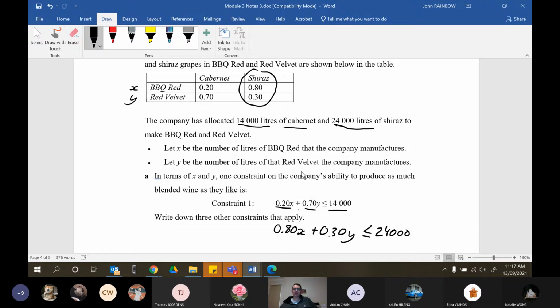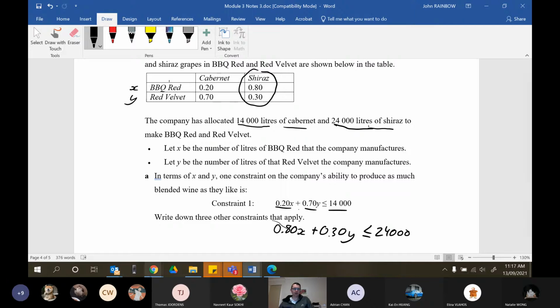But that's spot on. And let's think about this in practical terms. We've allocated 24,000 litres of Shiraz. So really, I can't use any more than 24,000 litres of Shiraz. So that means I can only produce, if I used everything for Shiraz, but we know that a bottle of barbecue red uses 0.8 litres of Shiraz, where Velvet will use 0.3 litres.